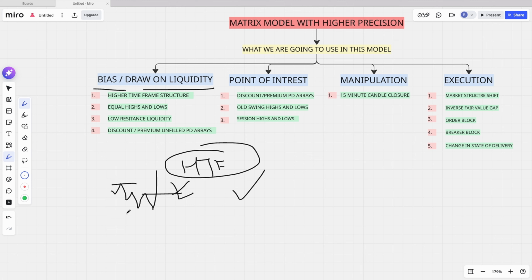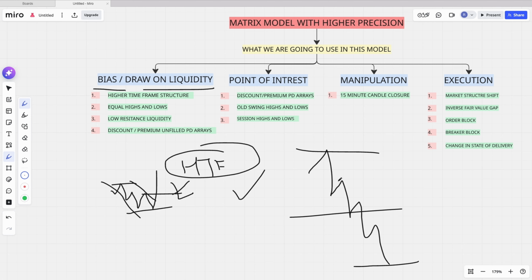If your bias is bullish, you focus on the most recent bearish range that has not yet been fully swept. Within that range, you then look for any unfilled price delivery arrays in the premium of the range. These can include unfilled order blocks, low resistance liquidity areas, equal highs, or equal lows. Any unswept or unfilled liquidity in that area can serve as a valid draw on liquidity.